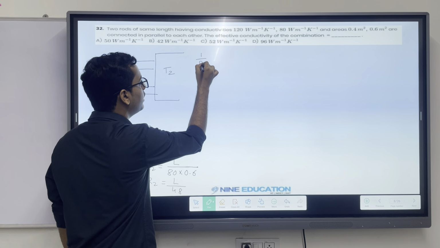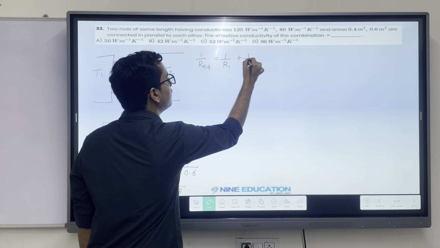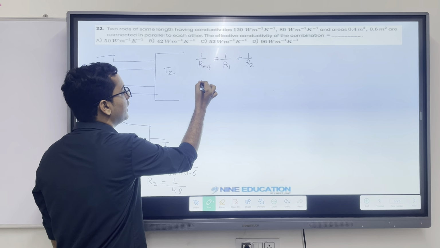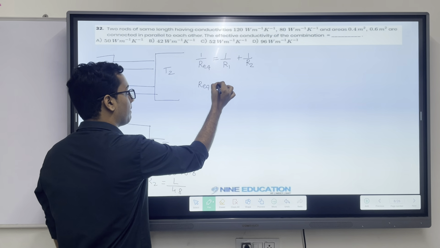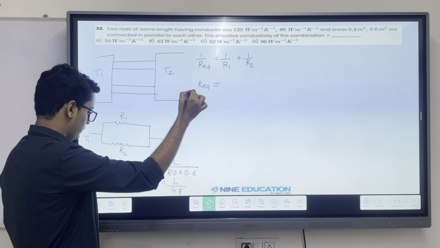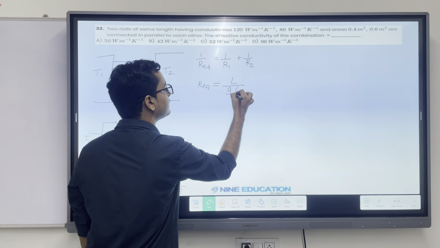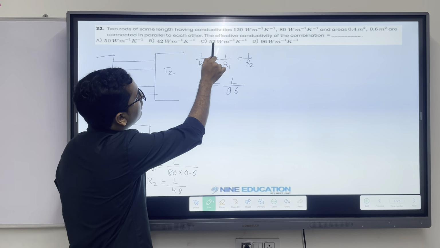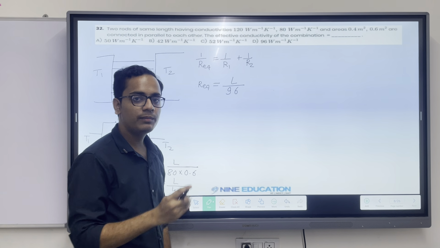So from here, R equivalent is going to be, these two are in parallel connection. So hence I will write 1 by R equivalent is equal to 1 by R1 plus 1 by R2. Okay. So I will get R equivalent as L divided by 96. You can do the calculation. Now I have to calculate the effective conductivity of the combination, not the effective thermal resistance.